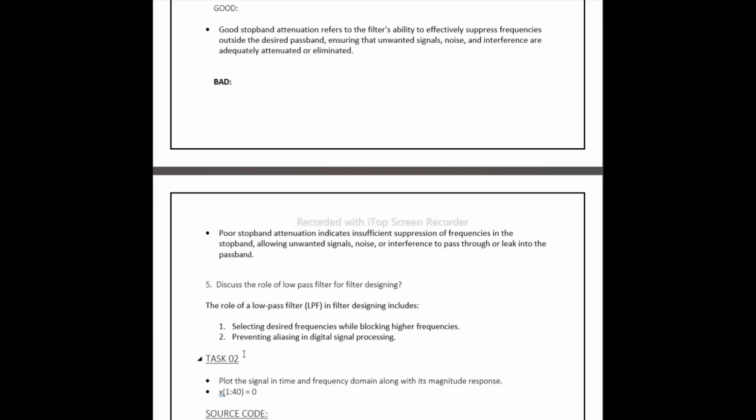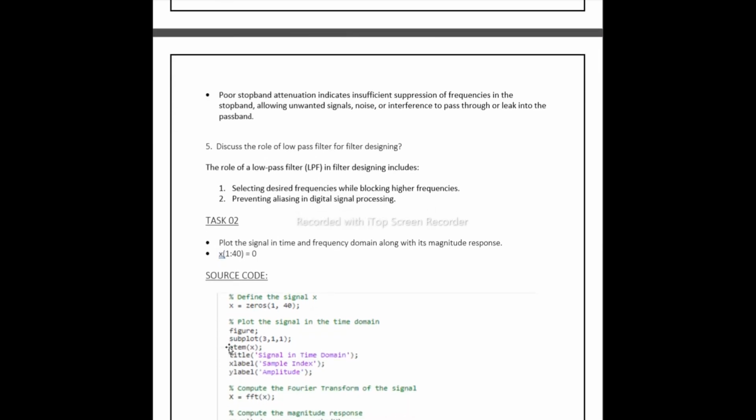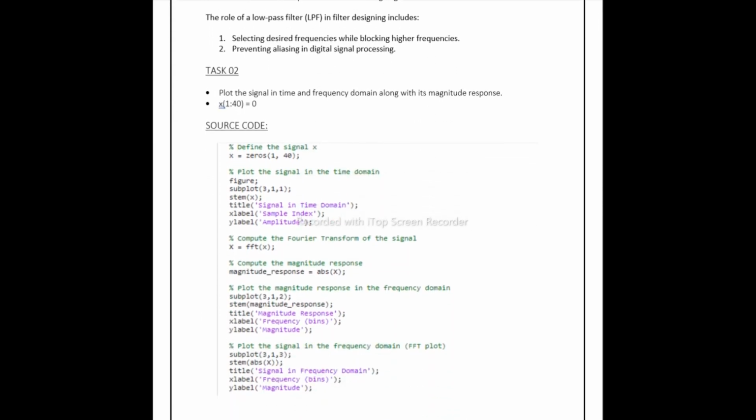Now we move to task number 2. Plot the signal in time and frequency domain along with its magnitude response. The given signal is x of 1 to 40, which is equal to 0. And the source code: here in the source code, first we define the signal x, which is x equal to 0 of 1 to 40, and then plot the signal in the time domain.